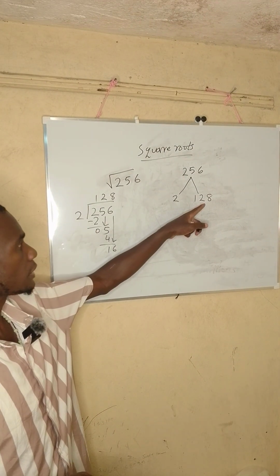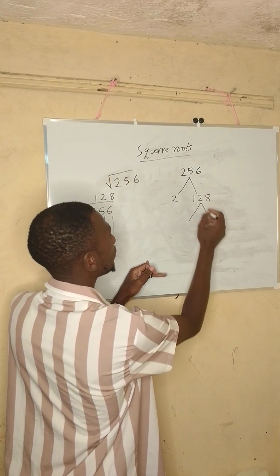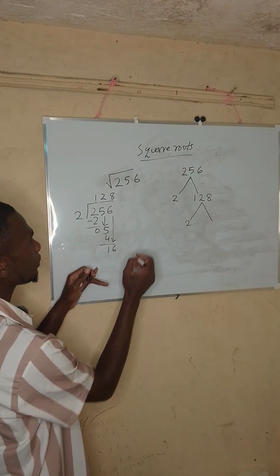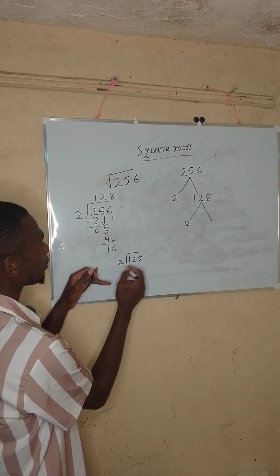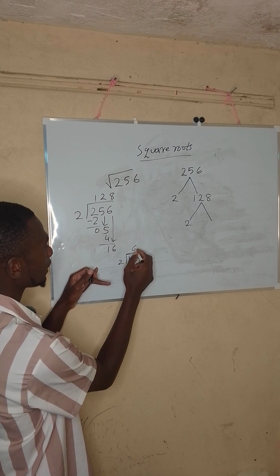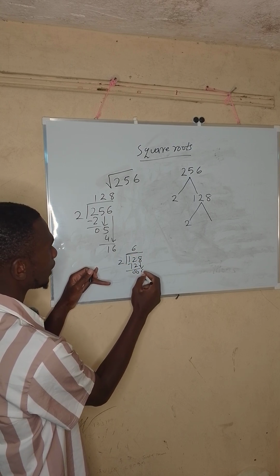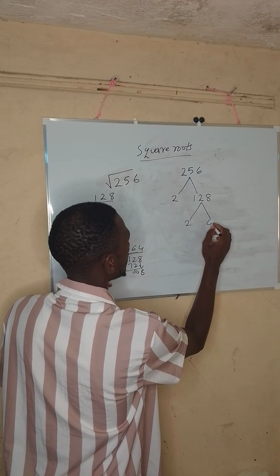Second step, the same. If 2 can still divide that number, we continue with the same 2. And because it can divide that, we will continue with that. So we will have our new number, 128 divided by 2. So 2 goes into 12, 6. 6 times 2 is 12. Remember 0, bring down 8. 2 goes into 8, 4. So we will have here 64.